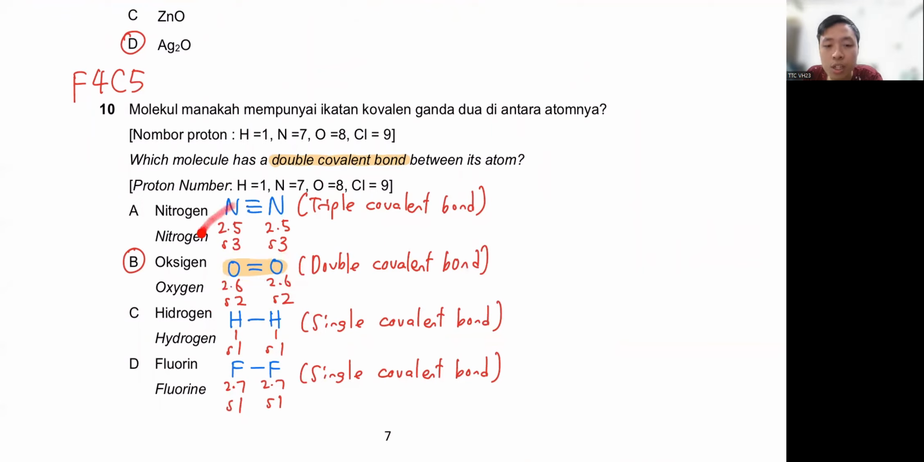Nitrogen they share 3. Why? Because they have 2.5 electron arrangement. So they share 3 for each. They become triple covalent bond. Triple. O is double only.